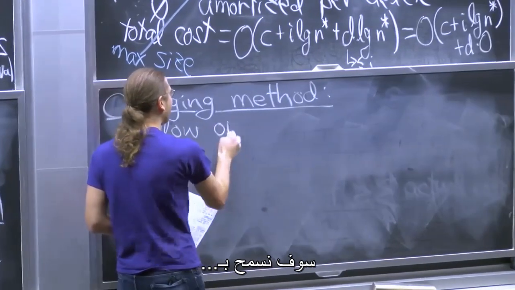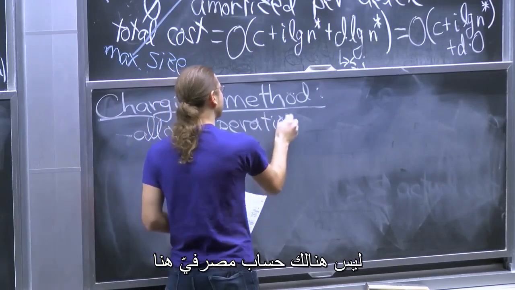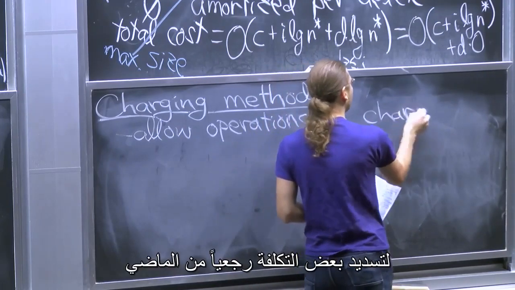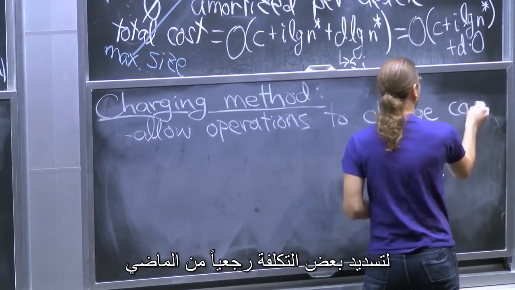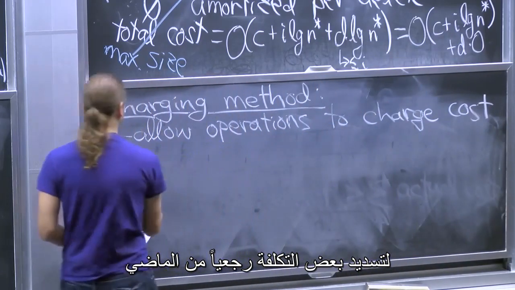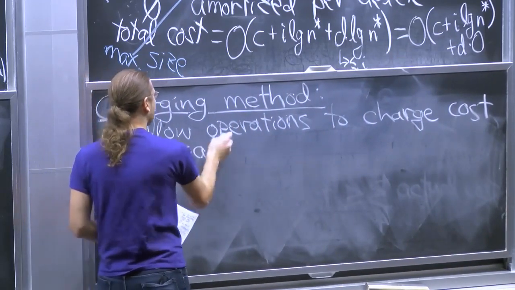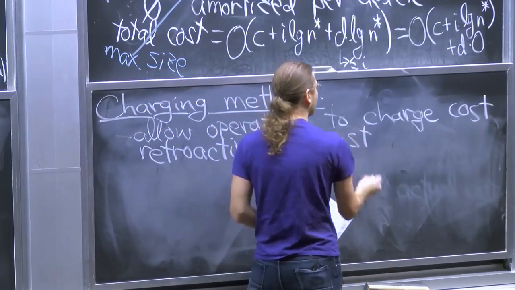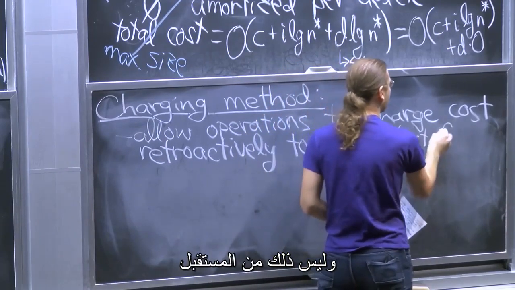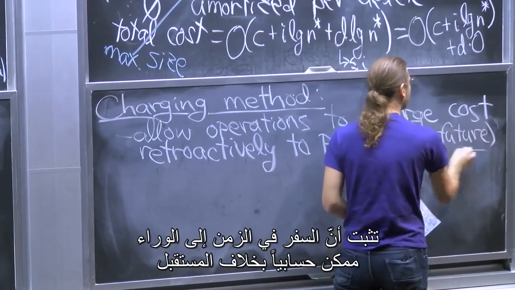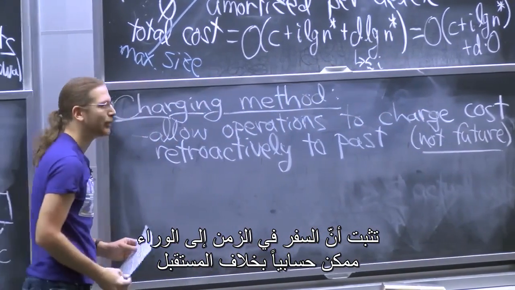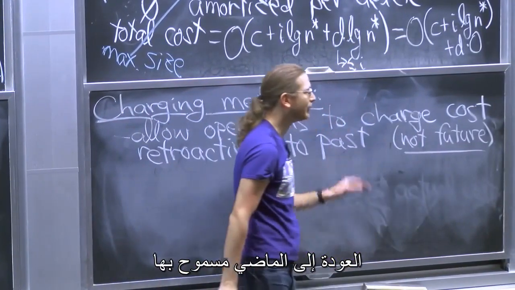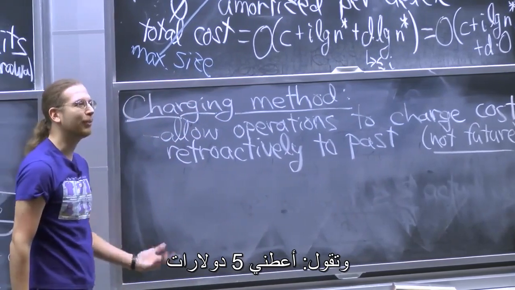So what we're going to do is allow, there's no bank balance anymore. Although, I mean, it's essentially there. We're going to allow operations to charge some of their cost retroactively to the past. Okay, not the future. I actually have a data structures paper which proves that while time travel to the past is plausible, time travel to the future is not computationally. So you're not allowed to time travel to the future, only allowed to go to the past and say, hey, you know, give me $5.